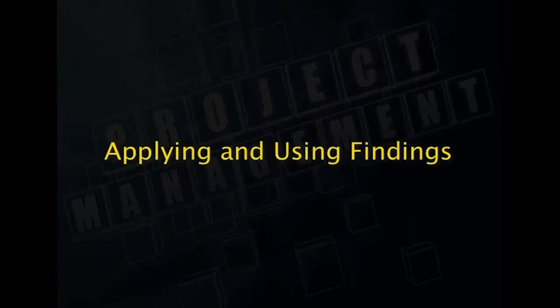An evaluation report usually contains the program setting, the purpose of the evaluation, the procedures used, a summary and analysis of findings, an explicit justification of conclusions, and recommendations for future changes. The next step is step 10, applying and using findings.